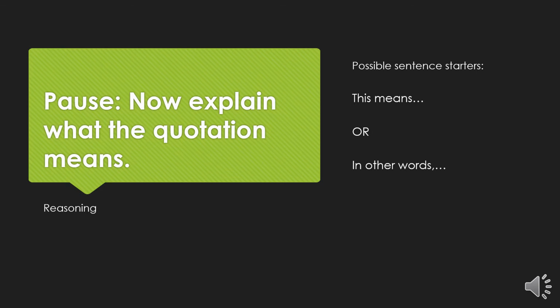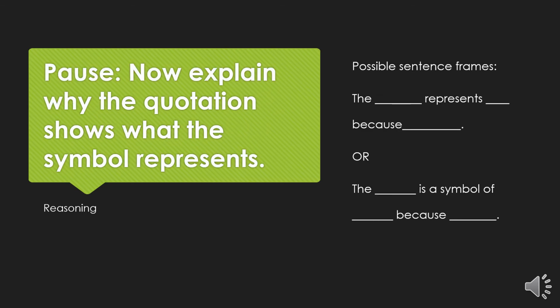Now we pause and explain what the quotation means. Literally, you already have this in your notes. Possible sentence starters are, this means, or, in other words. Now we explain why the quotation shows what the symbol represents. Pause and write. You can use the possible sentence frames: the blank represents blank because, or the blank is a symbol of blank because.